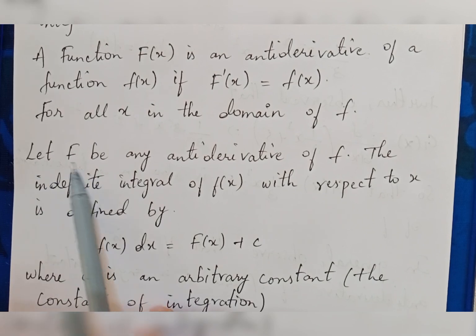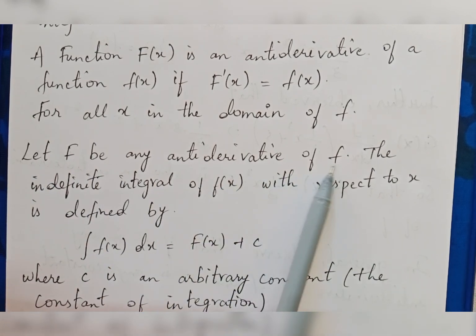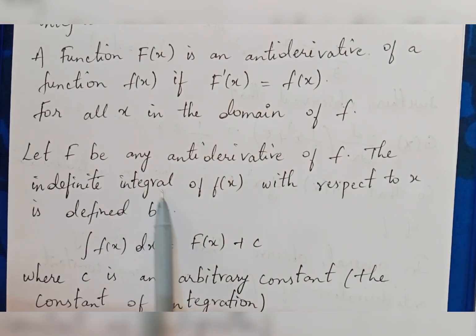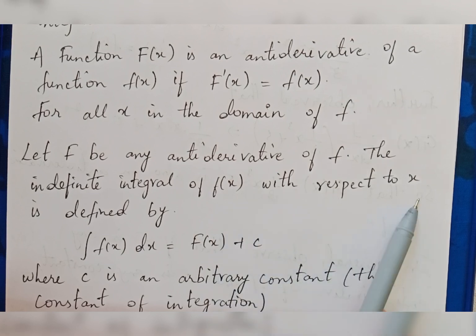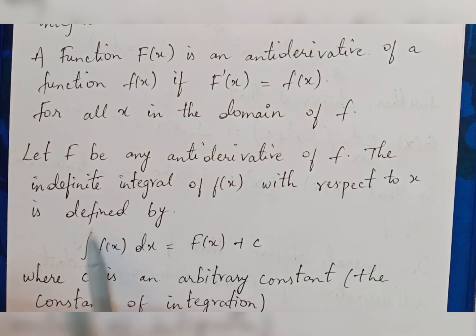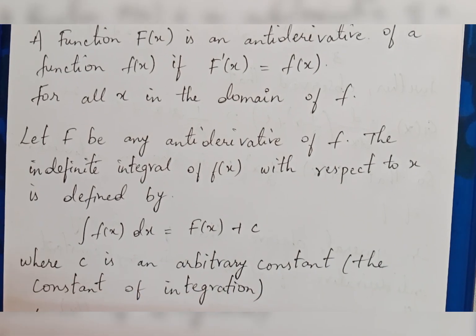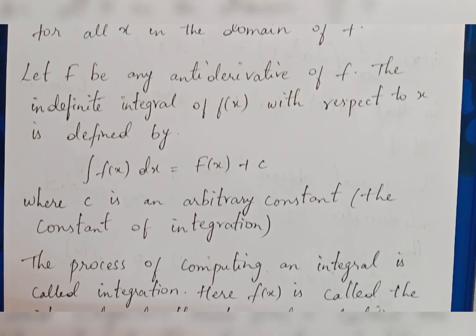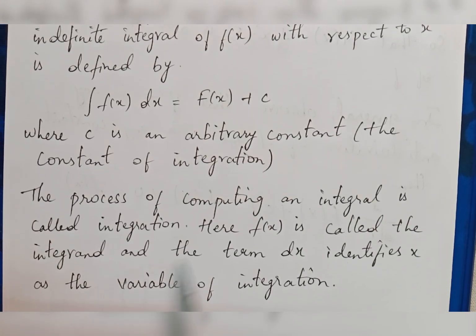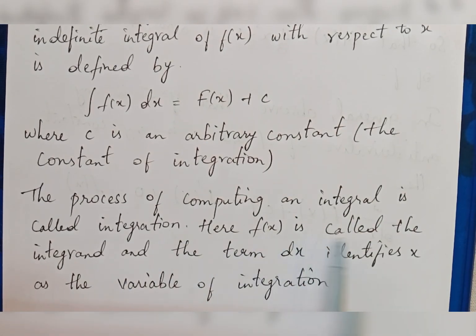Consider, let F be any antiderivative of f. The indefinite integral of f of x with respect to x is defined by integral of f of x dx is equal to F of x plus c. Here c will be the constant of integration, and the process of computing an integral is called integration. Here f of x is called the integrand, and the term dx identifies x as the variable of integration.